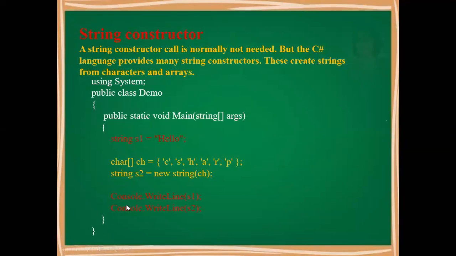Again, we are printing that with Console.WriteLine. Remember, here we have not used the System keyword. Third time I'm explaining why: because we are using that namespace in our program. So Console.WriteLine S1, Console.WriteLine S2. It will print hello, and this will print the S2. Output will be hello and C sharp. Okay.